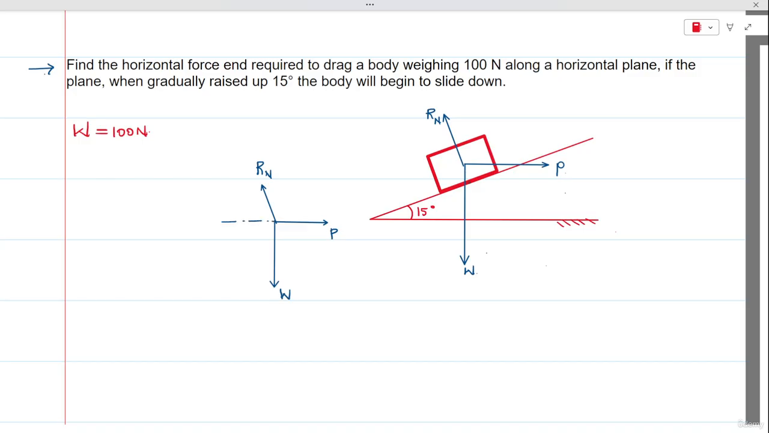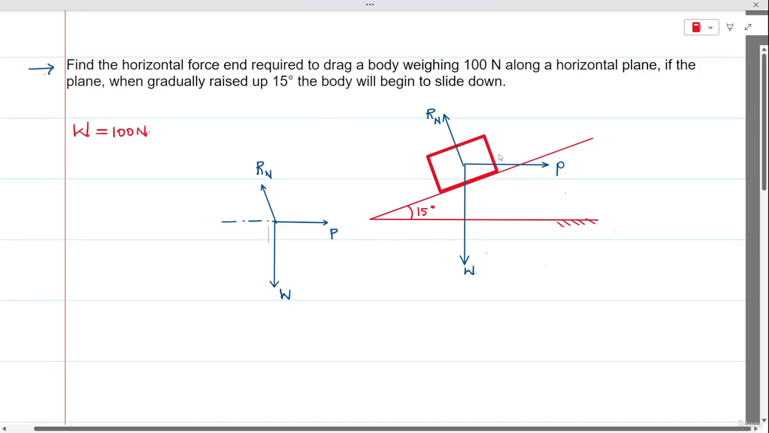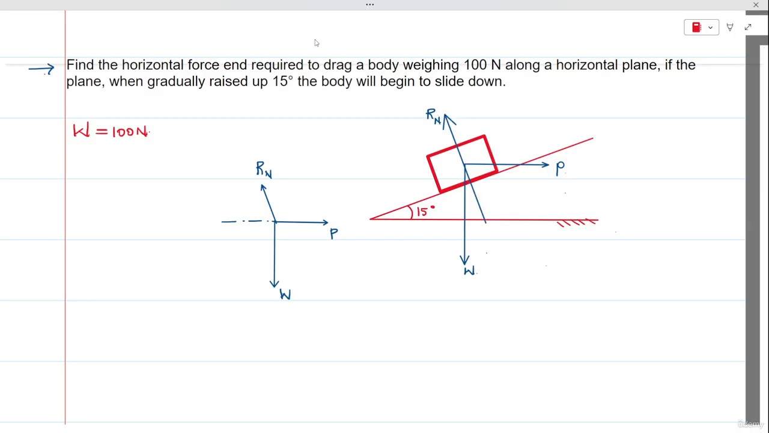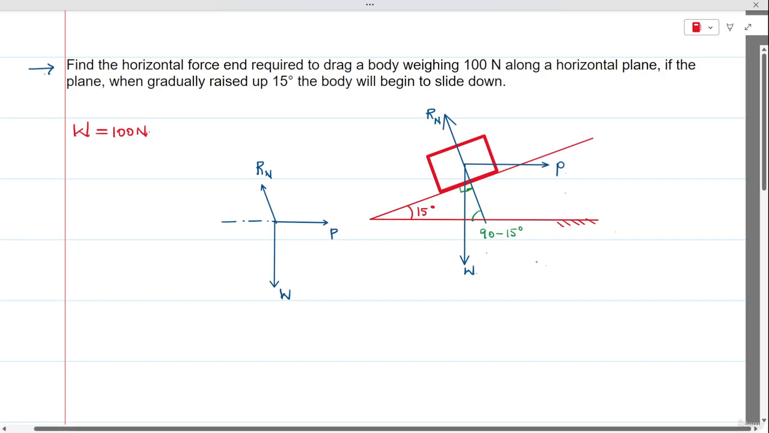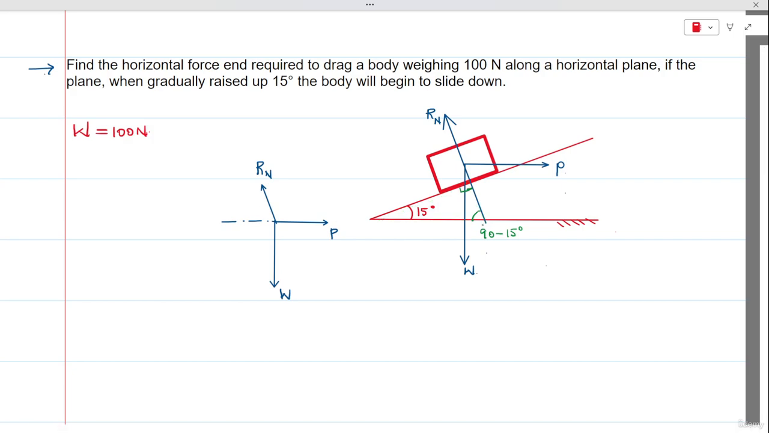So for Rn, here I need to mark the angle. If I extend Rn on the inclined plane like this, we would find the angle Rn is going to make with the inclined plane. This would be definitely 90, and this angle would be 90 minus 15 degrees. So here I am able to form a right angle triangle at this edge when I am extending Rn. So that's how we can calculate or mark the angle. So this is 75 degrees.